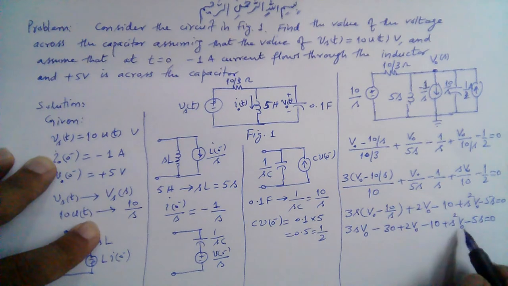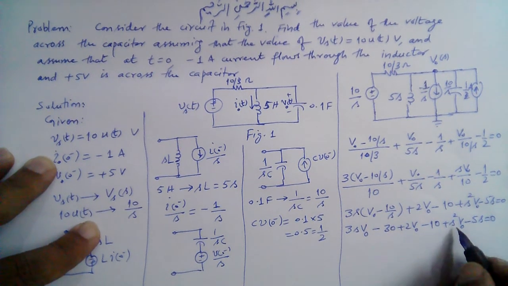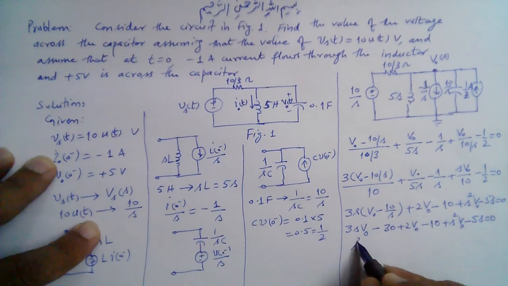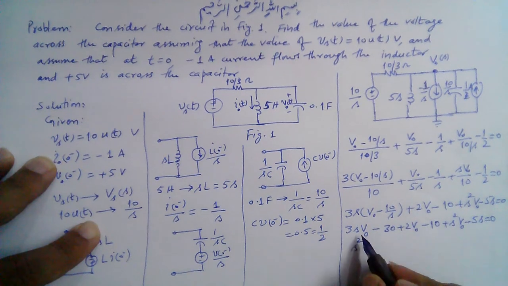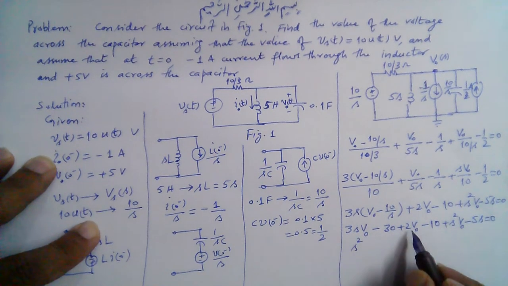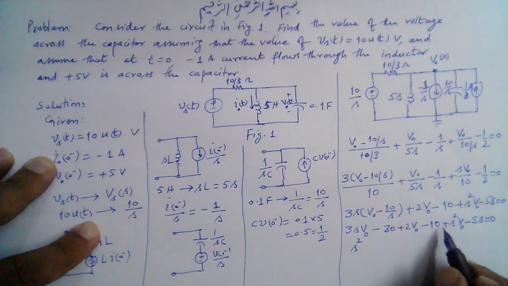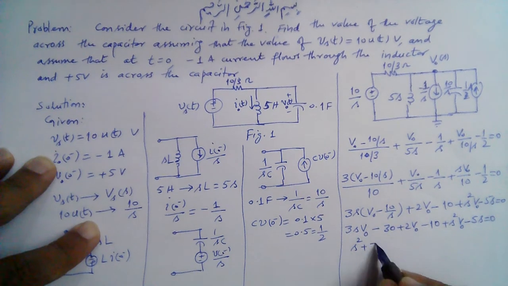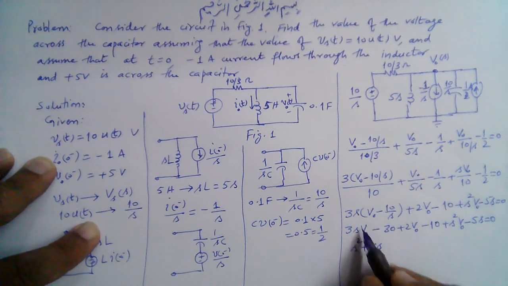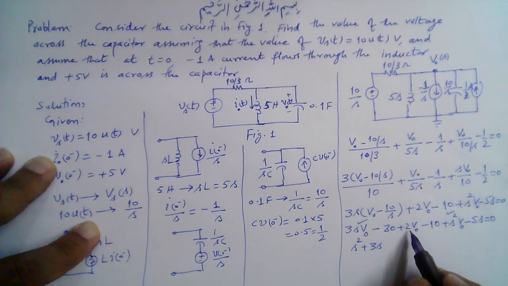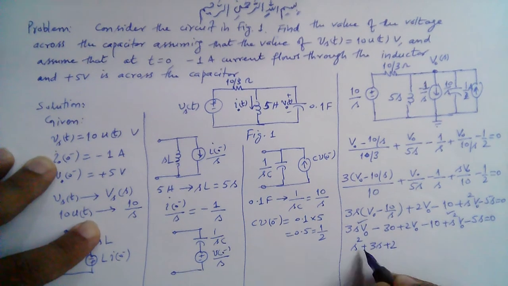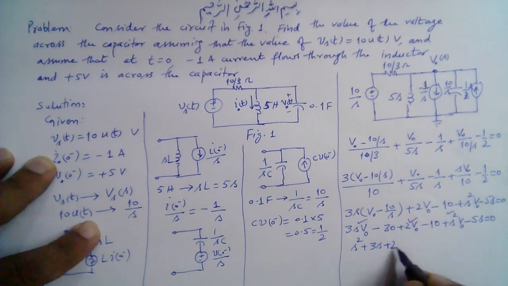So let's collect all the terms containing v naught. So this is s square, then we have 3s v naught. There is no term with s and v naught, so plus 3s, and we have this v naught here, plus 2. So s square plus 3s plus 2 into v naught.